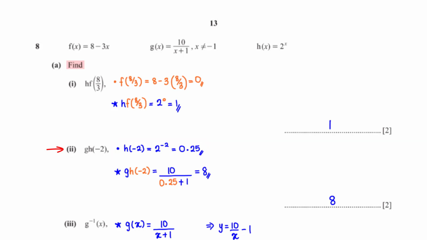To get g of h of negative 2, we replace x in g of x with h of negative 2, which we found to be 0.25. So we have 10 over 0.25 plus 1, which is equal to 8.